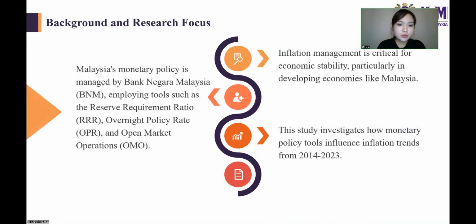First, we need to know the background and research focus. Inflation management is critical for economic stability, especially in Malaysia. Bank Negara Malaysia plays a central role in managing inflation using tools such as RRR, overnight policy rate, and open market operations. This study focused on understanding how these tools influenced inflation during the period from 2014 to 2023.